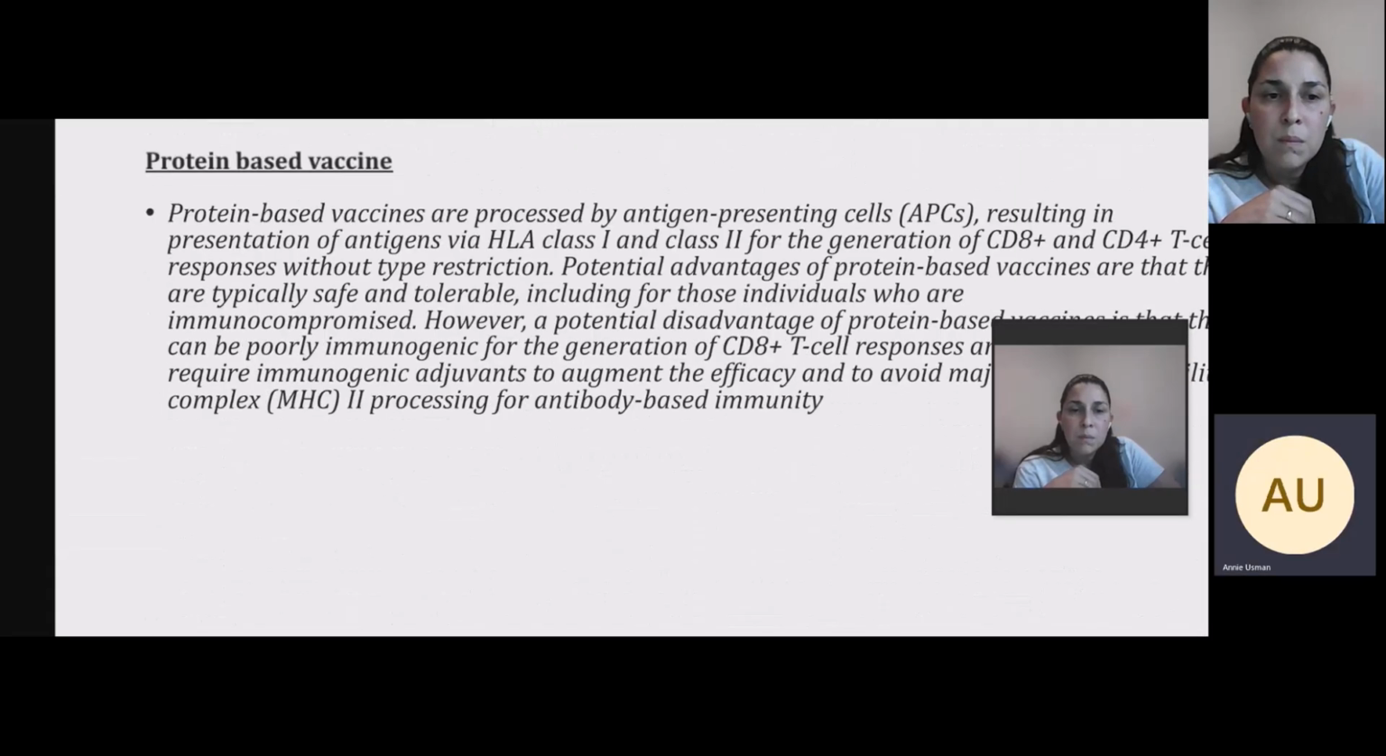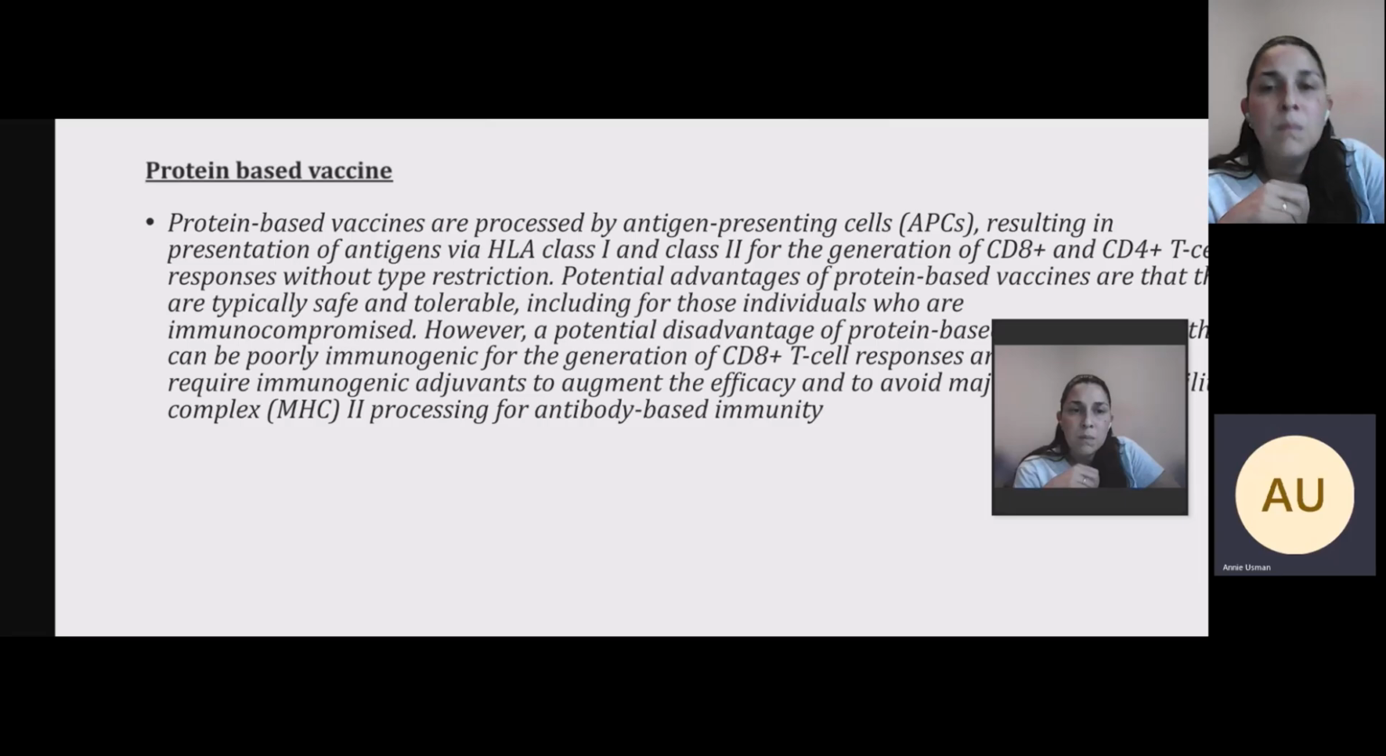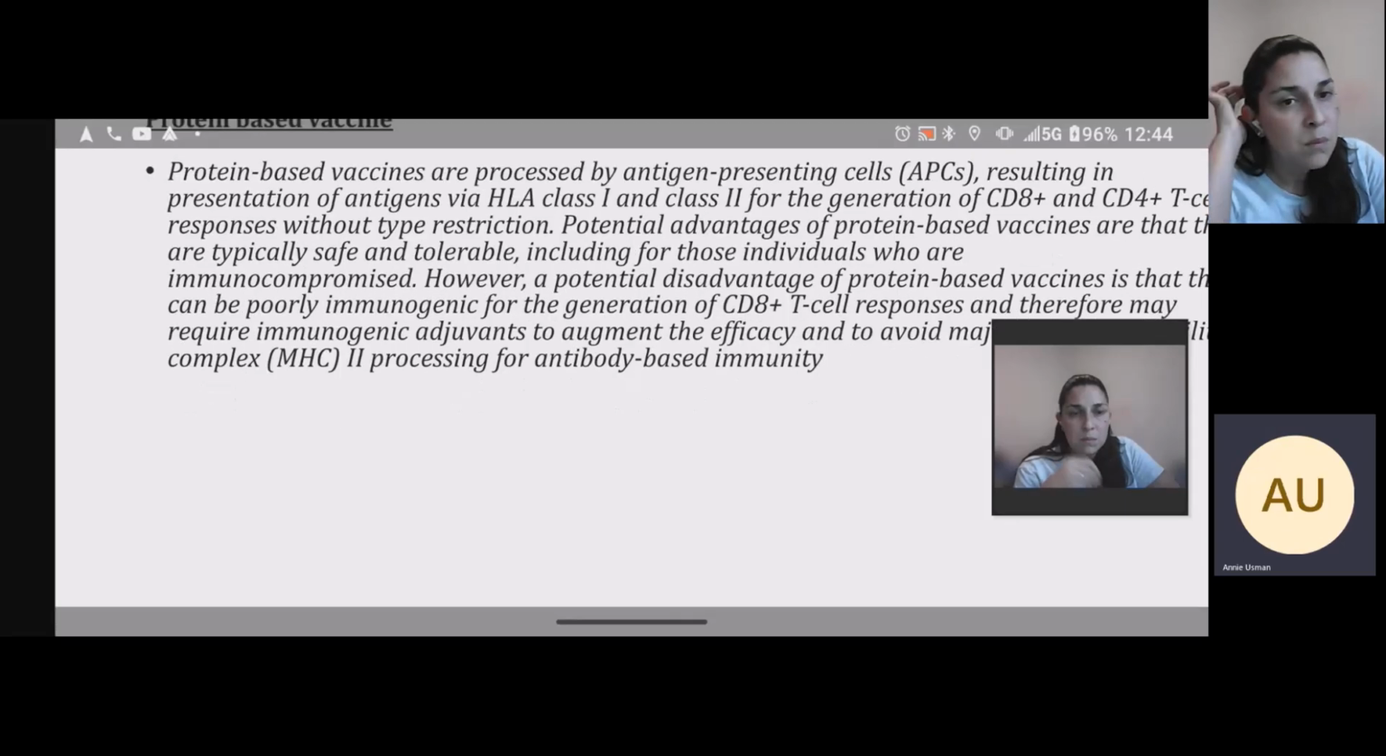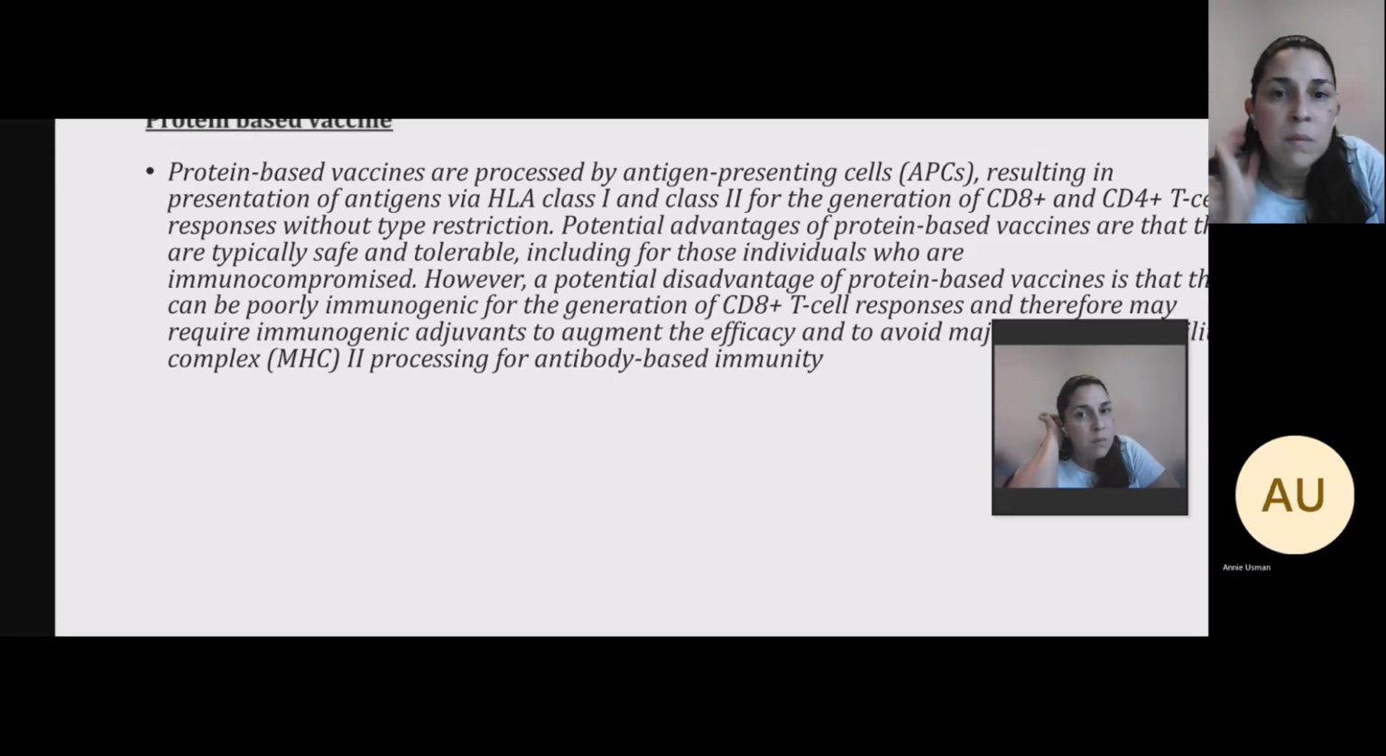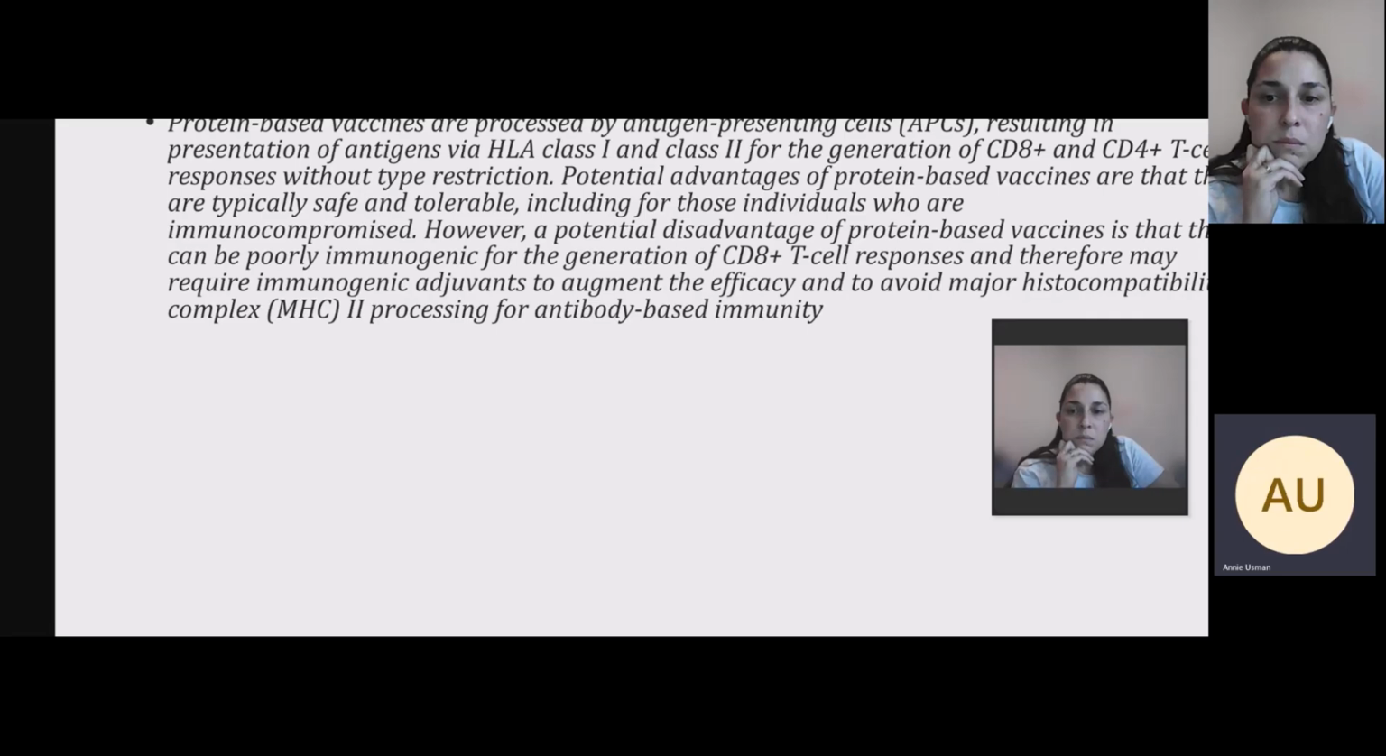If we go on to the second type that's currently under trial, that is the protein-based vaccine. All of these protein-based vaccines are processed by antigen-presenting cells, which can present various antigens via HLA class 1 and class 2 for generation of T cells, both CD8 and CD4. The advantages are that they're also typically safe and tolerable, including for those people who have a very weak immune system or are immunocompromised.